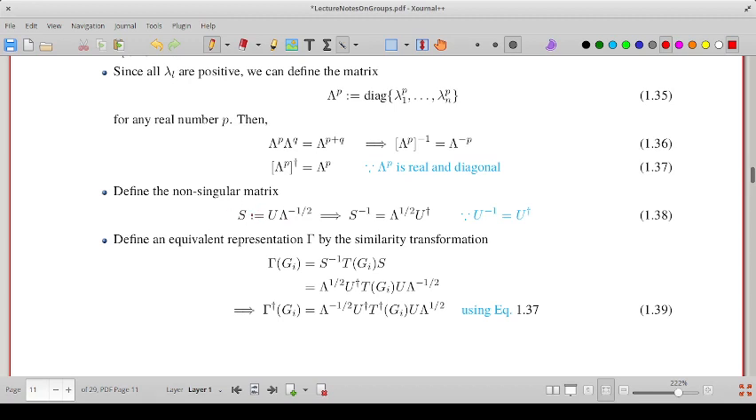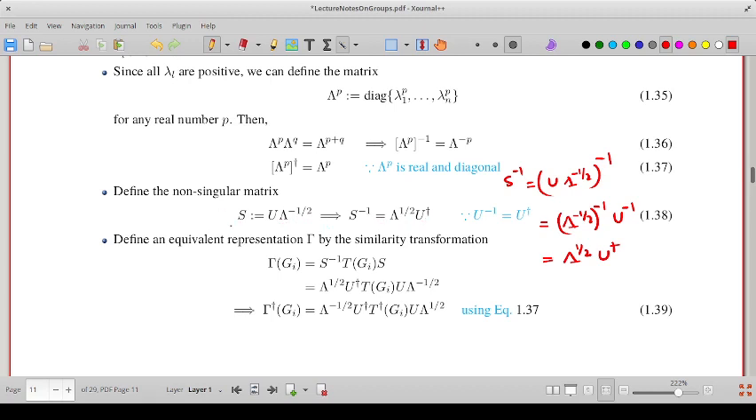So S defined in this way is a non-singular matrix. Further, I can find its inverse. S inverse is equal to U lambda to the power minus half, inverse. But AB inverse is B inverse times A inverse, and therefore this is equal to lambda to the power minus half to the power minus 1, then U inverse. But the inverse of lambda to the power p is lambda to the power minus p. So for lambda to the power minus half, the inverse is lambda to the power half, and the inverse of U is U dagger. So defining S equal to U lambda to the power minus half, we have S inverse equal to lambda to the power half U dagger.